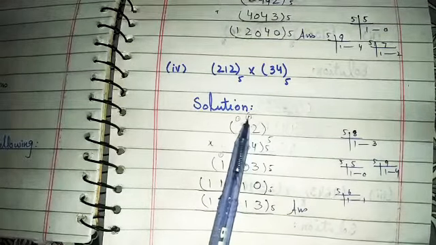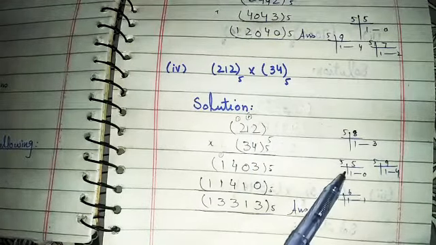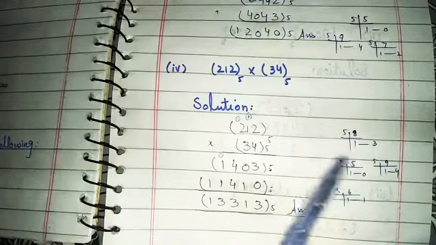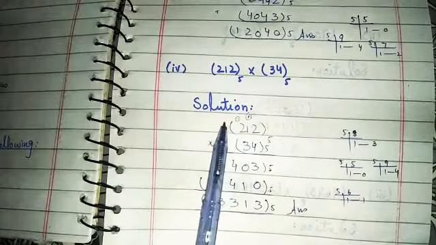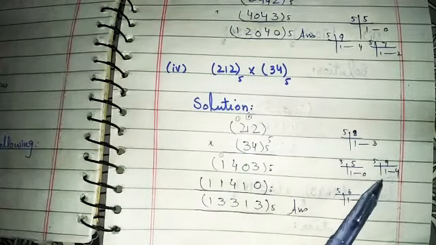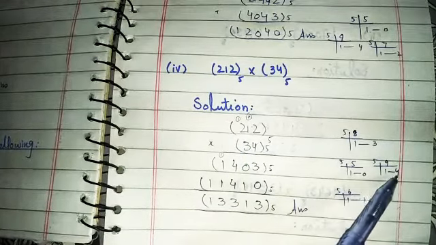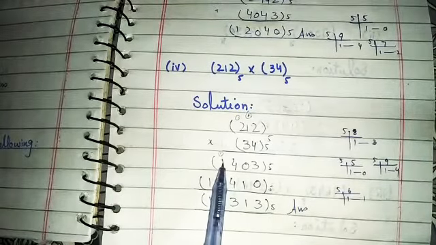So we will write here 3 remainder and 1 carry to the next column. 4 ones are 4, 4 plus 1 is 5. We cannot write 5, so we will divide it. 5 ones are 5 and 0 is a remainder. So we will write here 0 remainder and 1 carry to the next column. 4 twos are 8, 8 plus 1 is 9. We cannot write 9, so we will divide it. 5 ones are 5 and 4 is a remainder. So we will write 4 first and then 1.